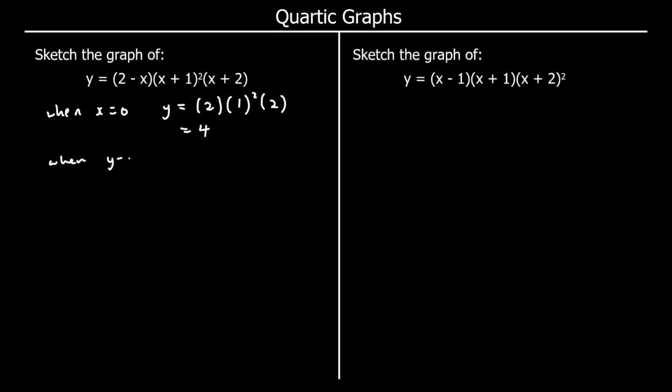When y equals 0, what makes a bracket 0? So x can be 2, -1, and -2. So we've only got 3 intersections, but the -1 is going to be the repeated root. And the shape of it this time is negative. We've got negative x times x times x times x. It's going to be a negative x to the power of 4. So it's going to start at the bottom and end at the bottom. So let's sketch it.